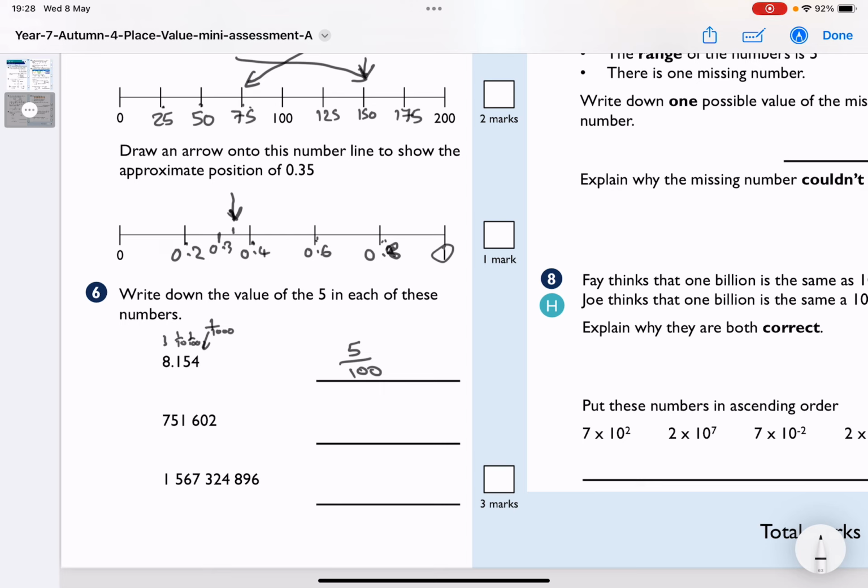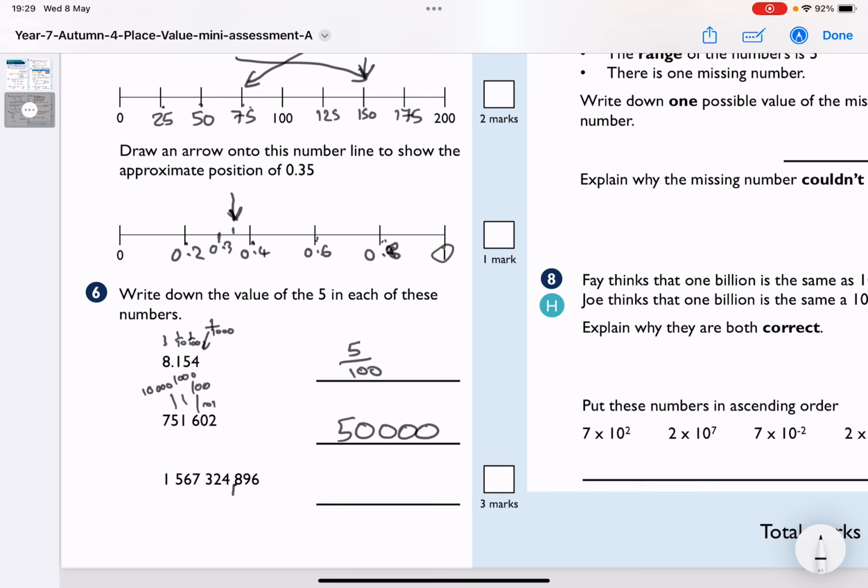Then I've got the ones, the tens, the hundreds, the thousands, and then the 10,000s. A lot of people get that bit wrong. And of course, then I've got the 100,000s. If you said this number, 751,602, the value of the 5 is 50,000. And finally, this one, you've got to get these right.